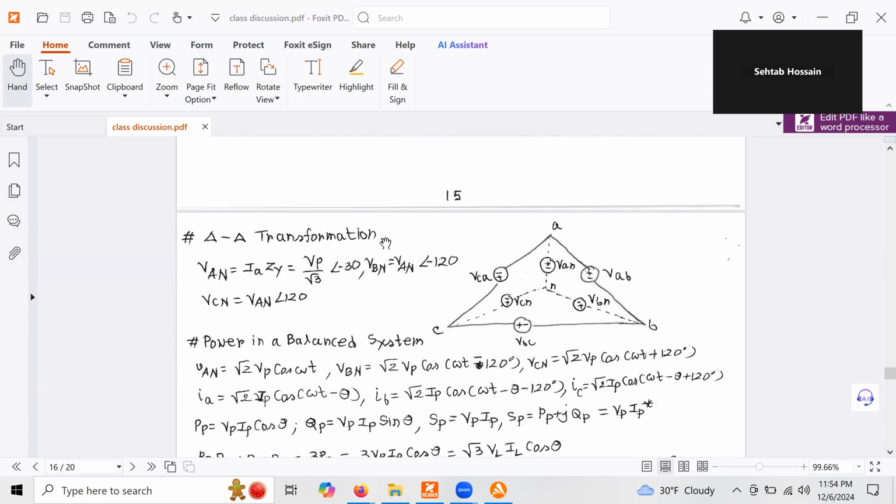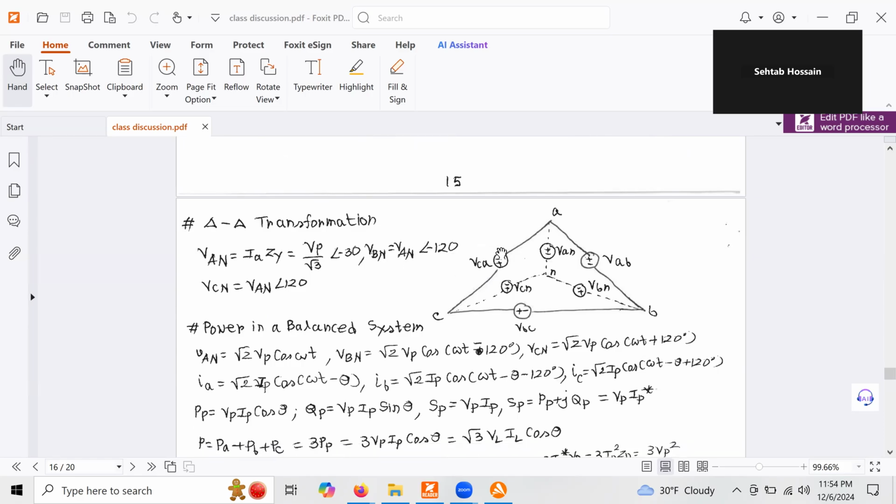So for the delta-delta transformation, this is one delta, this is another delta. If we convert this to another delta, it will be just like this, VAN equal to Ia ZY, VP over root 3 and minus 30.